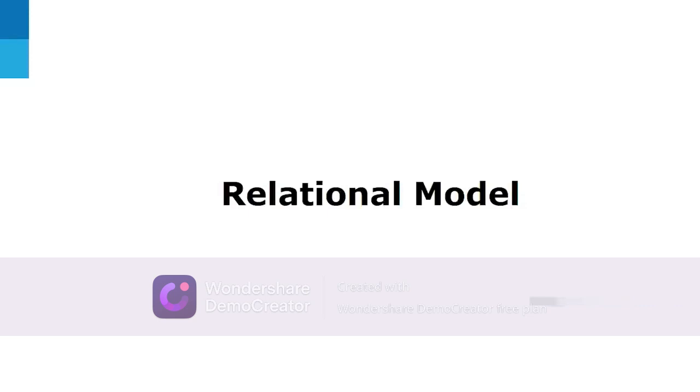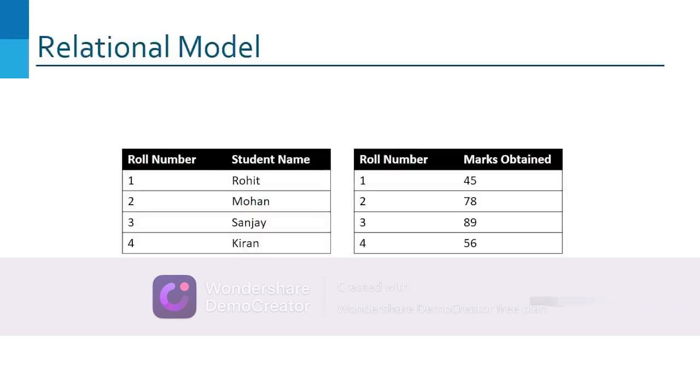Now, before moving into the miscellaneous topics or the basic concepts around Oracle, we have to first understand the topic, which is a relational model. So let's understand what this particular topic is about. Let's consider that we have two tables, something like this. We have one table with roll number and student name.